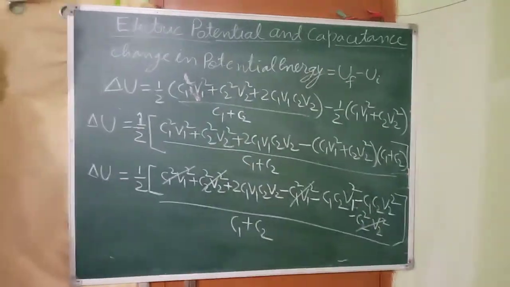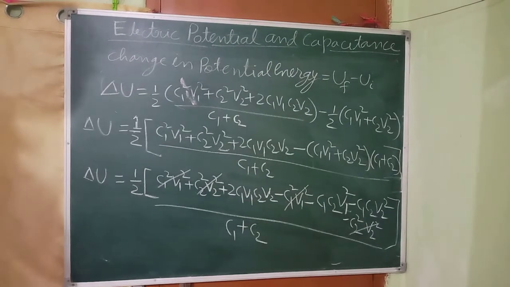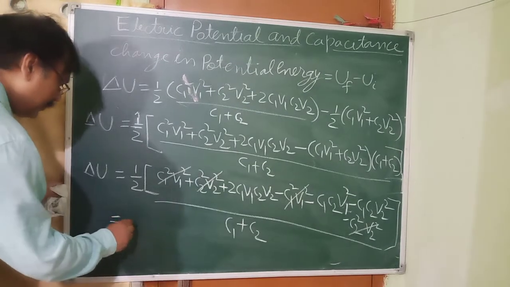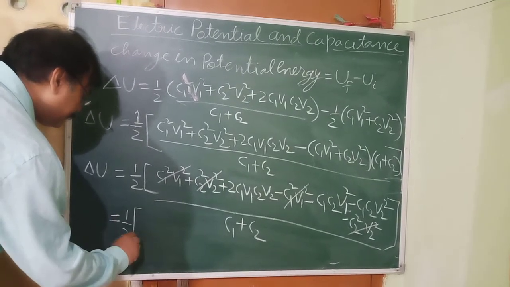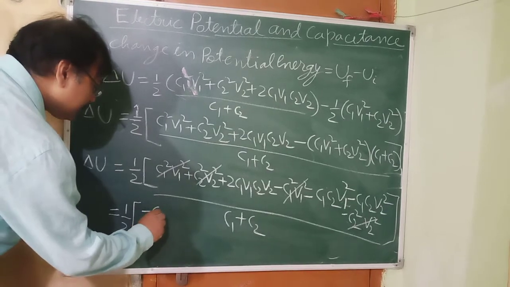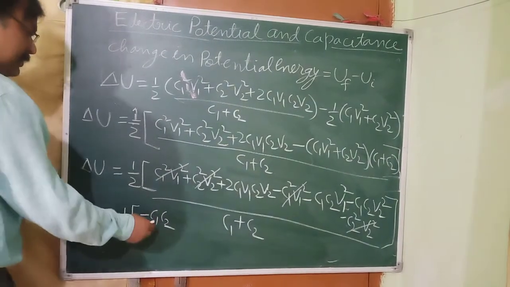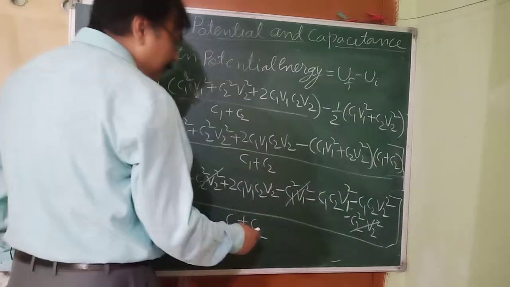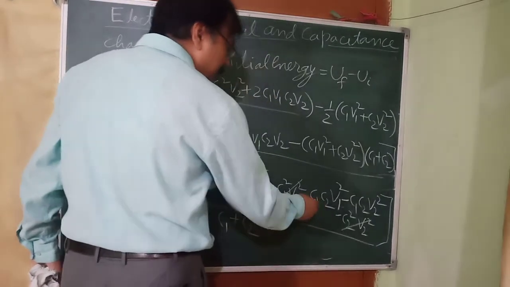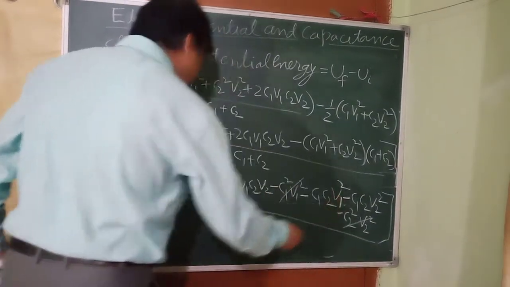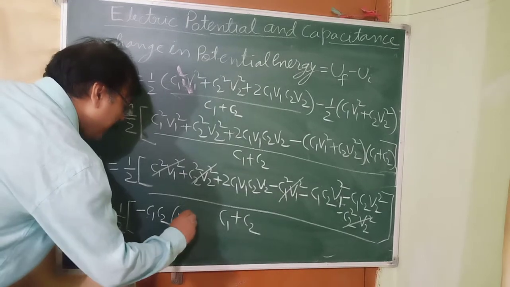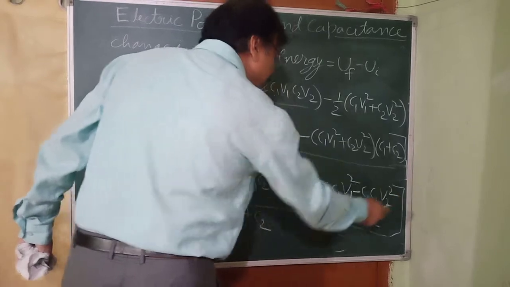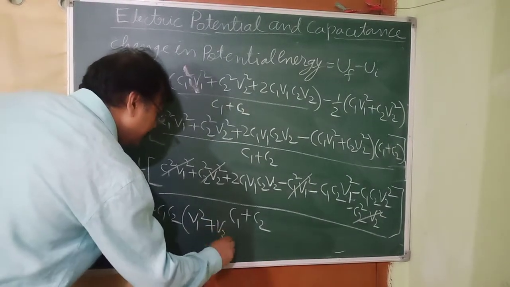Now just see what is common in all the three terms. It is C1 C2. So if we take minus C1 C2 common, what will we be left with? Taking minus C1 C2 common from this, what is left? V1 square. So you can write V1 square. If you take minus C1 C2 from this, what will you get? Plus V2 square.